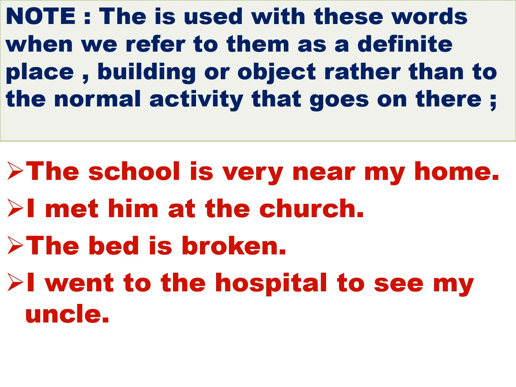We include the definite article the when talking about some special activities rather than the normal activities. Example, the school is very near my home. Here, the school refers to the building rather than an educational institution. So we are using the definite article the. I met him at the church. Here also church refers to the building. The bed is broken. We use a bed to sleep, but here it is not a normal activity. So the definite article the is used here.